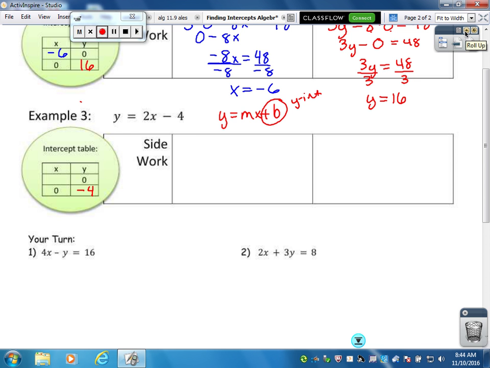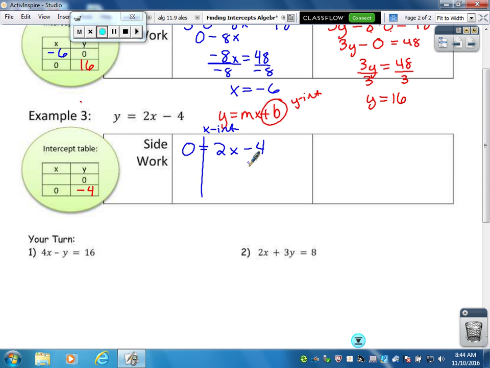So my y needs to be a 0 for my x-intercept, so I'm going to solve for that first. So I really have 0 equals 2x minus 4. Now the rest of the time we just kind of ignored the 0 and got rid of it and kept moving. This time I can't get rid of the 0 because it's one side of my equation. So I've got to leave it sitting there. I've got to just leave it for a bit.